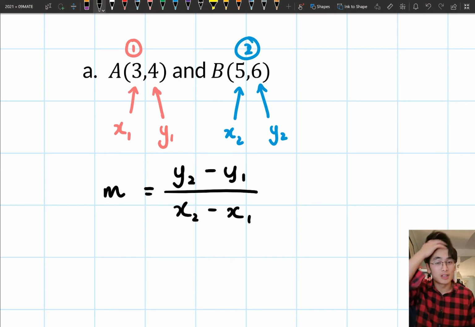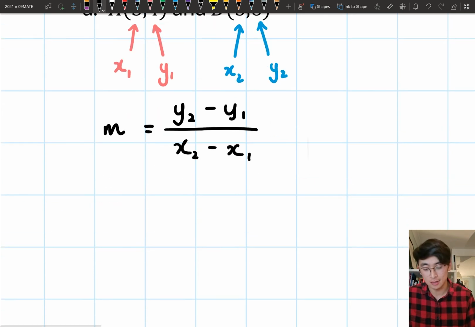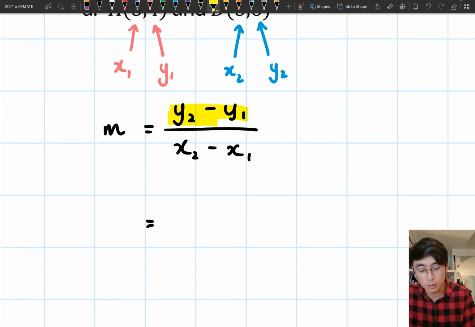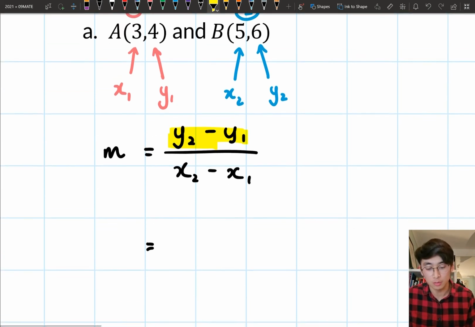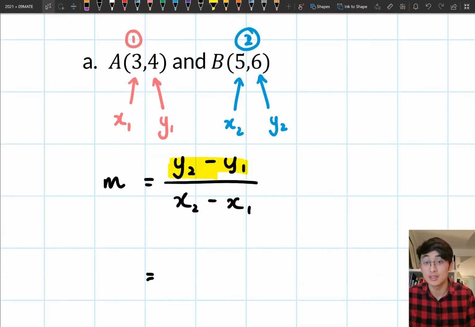So whenever you're substituting into a formula, I recommend as just the first step so you get this right is just write down the formula. Okay, now that I've done that, I'm just going to substitute values into this spot. So if you have a look at the top, it says y2 minus y1. So I'm going to find y2. Now, if you have a look at my labels, y2 is just the 6 at the end here. So I'm going to put this 6 here. 6 minus y1, which is at the start on the first coordinate, 4.